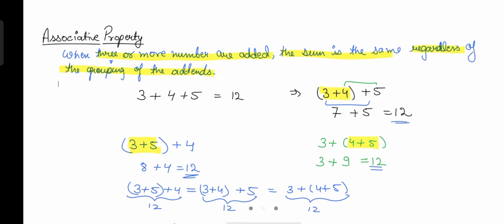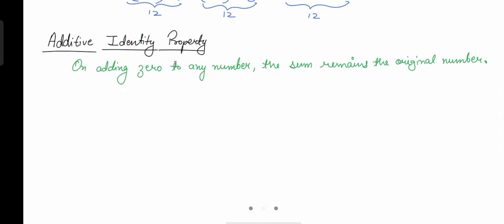The next property is the additive identity property, which will be our last property for addition. This property says that on adding 0 to any number, and I am again saying any number, it does not mean only whole numbers. I can talk about a negative number, a fraction, any number. The sum remains the original number.